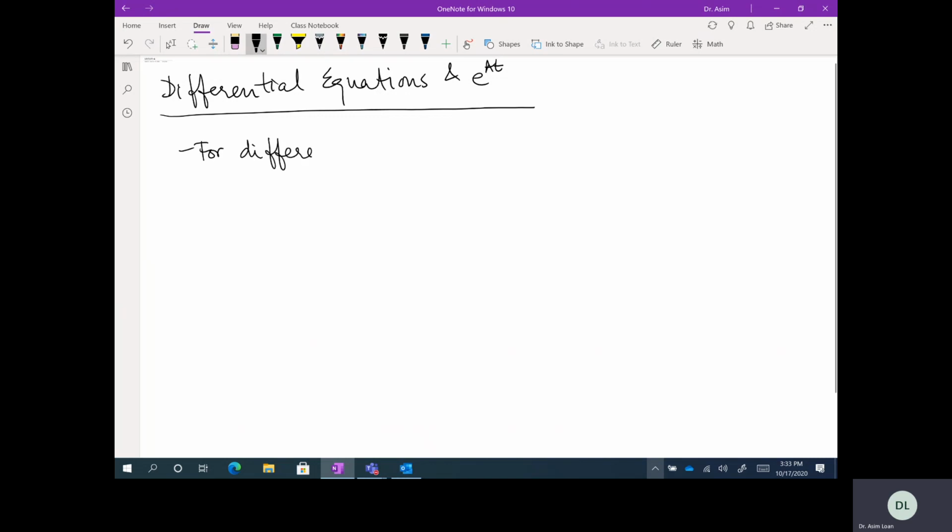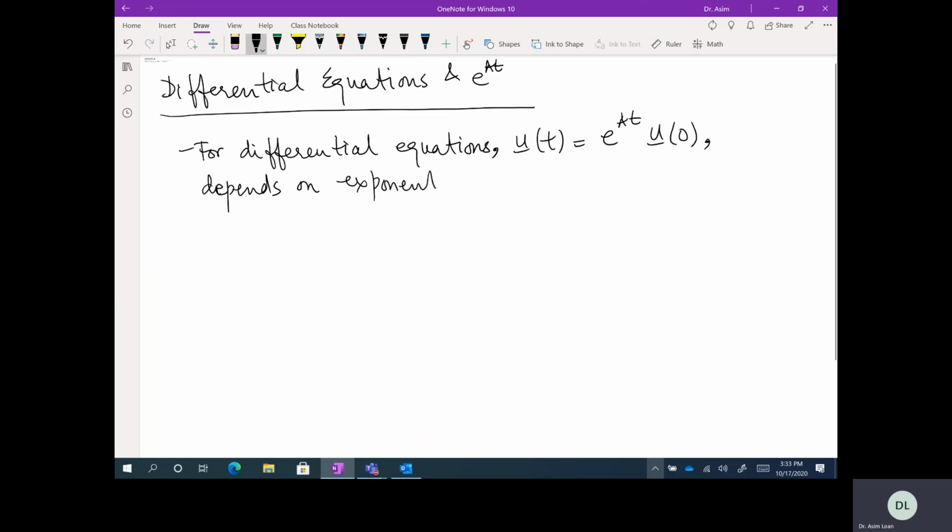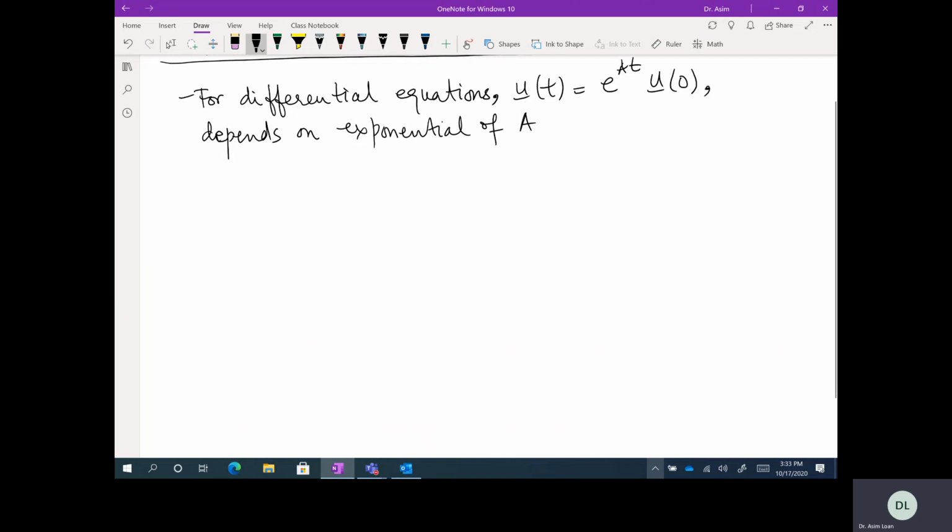just like the difference equations, for differential equations, u of t equals e to the At u naught. This depends on the exponential of A. So let's see how we calculate this one. Let's look at an example first.